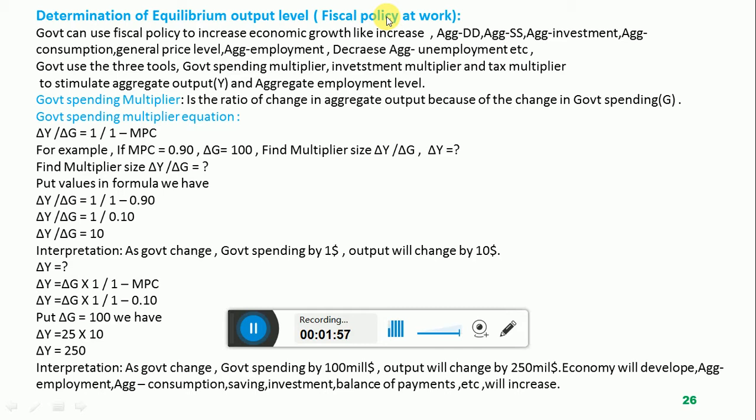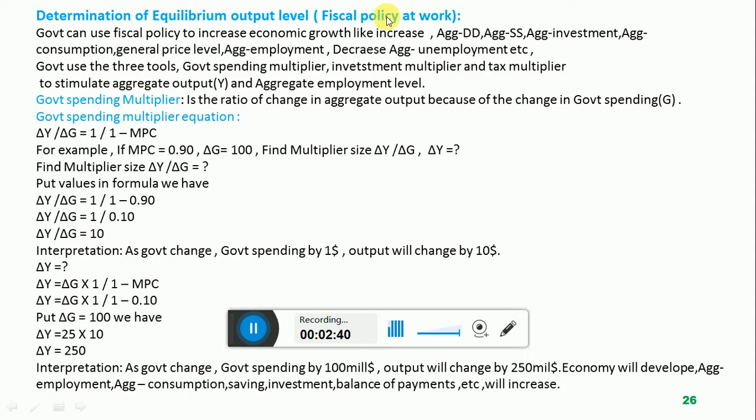So now how will the government ensure economic growth using fiscal policy? We will learn in this section how, with the help of fiscal policy, government can ensure economic growth. And what is economic growth? Economic growth means increase in aggregate demand, increase in aggregate supply, increase in aggregate investment, increase in aggregate consumption, increase in the general price level in the country, increase in aggregate employment level, decrease in aggregate unemployment. These are all the signs of economic growth made by using fiscal policy.